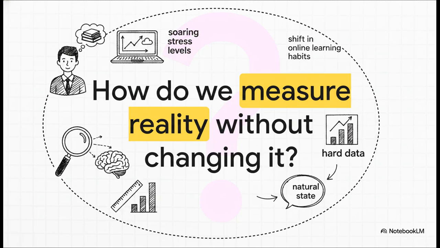Have you ever wondered how exactly researchers capture a perfect snapshot of a really complex issue? Say you want to study soaring high school stress levels, or maybe a sudden shift in online learning habits. How do you observe that in its natural state, measure it accurately, and then prove it with hard data, all without actually interfering in the situation?